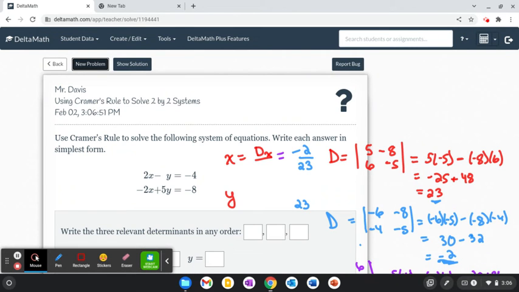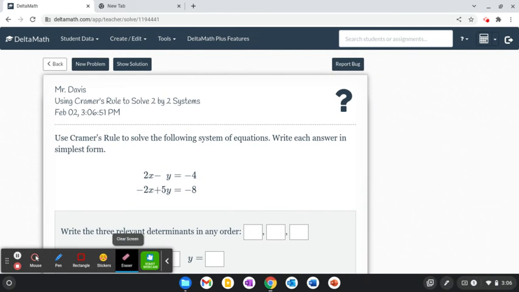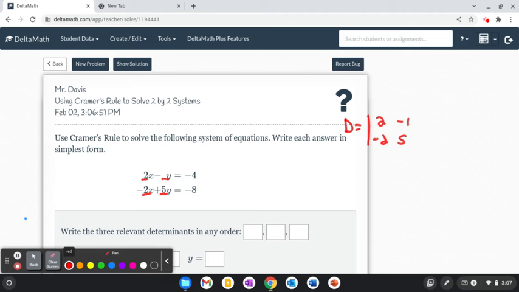All right, let's look at another one here. Okay, so we're going to do our three determinants. We're going to do just our plain d first. It's going to be the determinant of these four coefficients, sorry. 2, -1, -2, and 5. So we just do 2 times 5, which is 10, minus -1 times -2, which is +2. So 10 minus 2, which is 8.